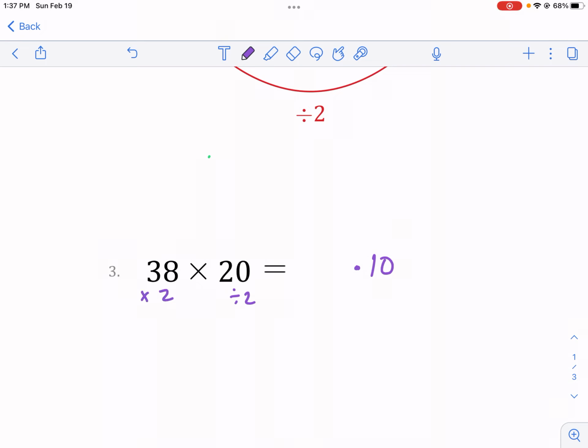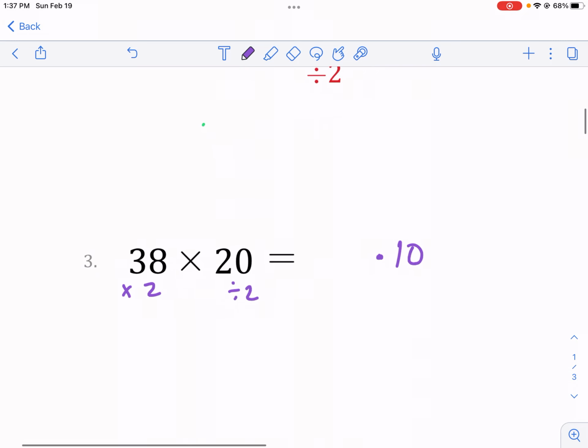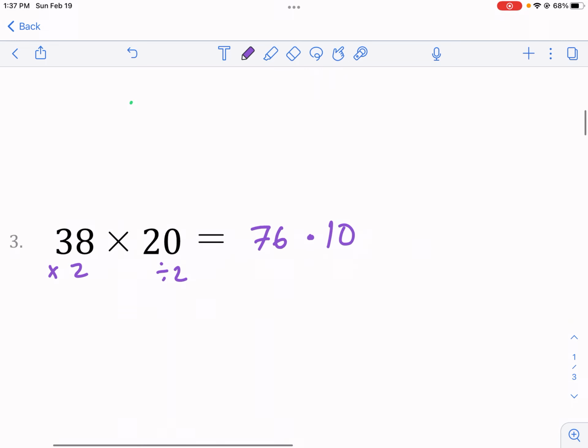I'm going to multiply this by 2, which isn't too hard. I just double the 30. That gives me 60. And then I double the 8. That gives me 16. So I get 60 plus 16. I get 76. Now I just have 76 times 10. That's super easy.